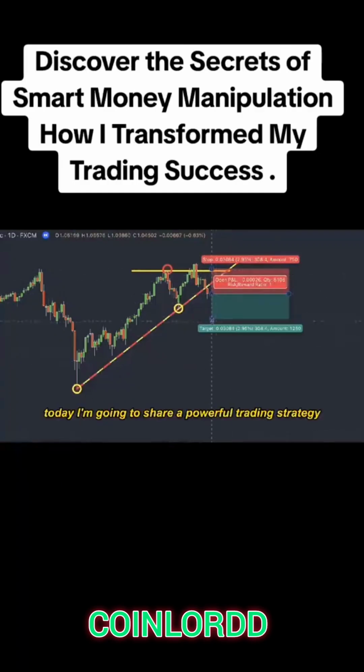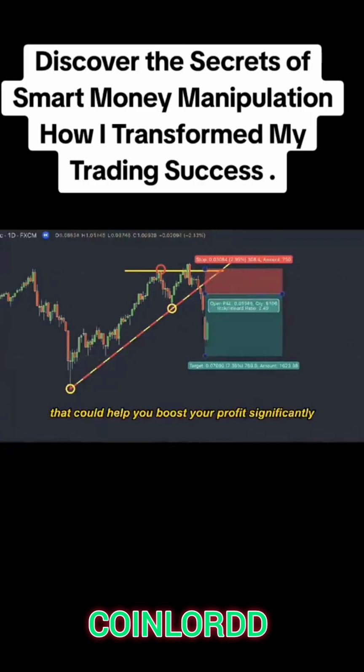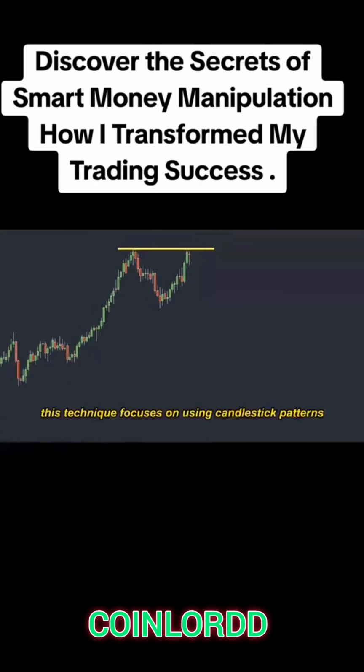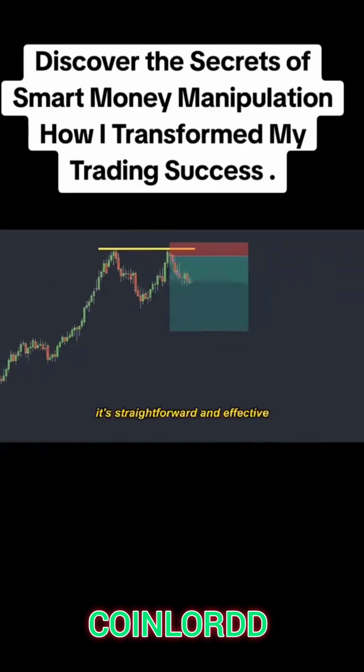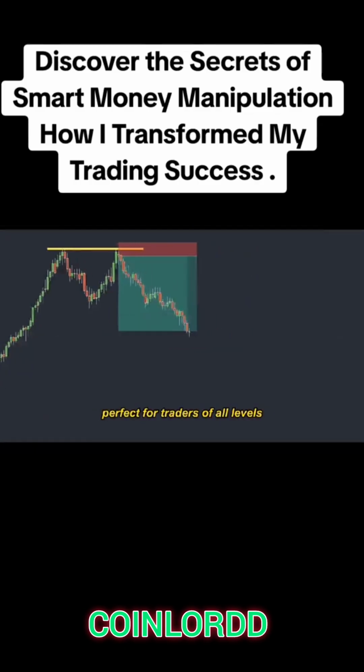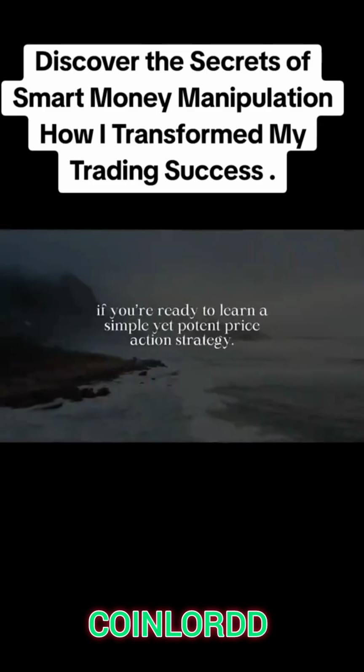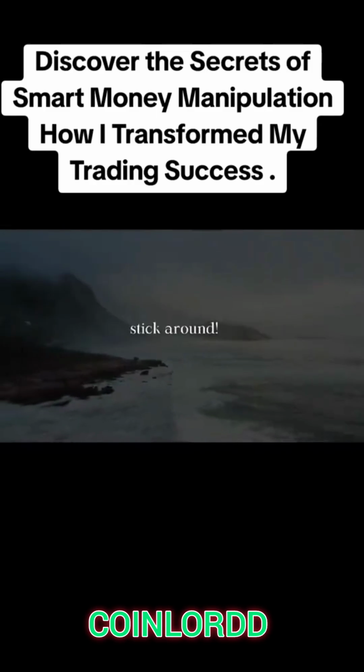Today I'm going to share a powerful trading strategy that could help you boost your profits significantly. This technique focuses on using candlestick patterns and momentum shifts to spot key turning points in the market. It's straightforward and effective, perfect for traders of all levels. So if you're ready to learn a simple yet potent price action strategy, stick around.